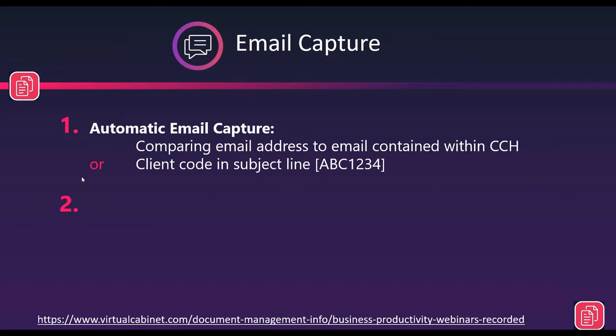So there's two types of email capture we have. One is fully automatic email capture, and that's basically when an email comes into your Microsoft Office 365 or to your Exchange. We look at the email address, we look in CCH and say, do those email addresses match up? If they do, we save that email in a general correspondence file in Virtual Cabinet. And we can do that, or we can do it with the subject line, or we can mix and match and do both. So basically, if you put the client code in the subject line in square brackets, the client replies, when it comes back in, we take that client code, we compare it to CCH, we pick up the email address, and we file it in.